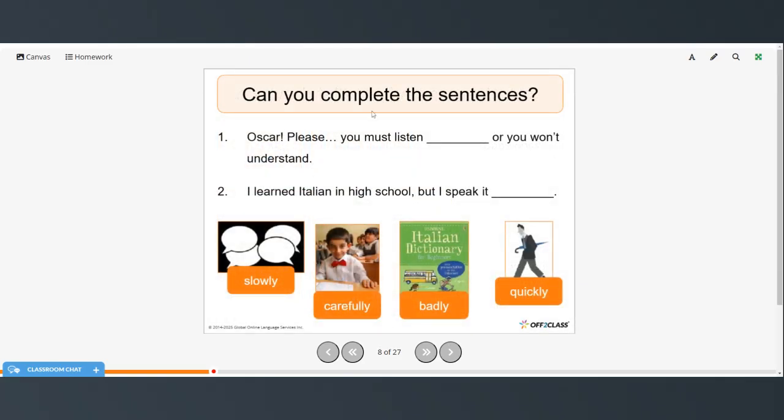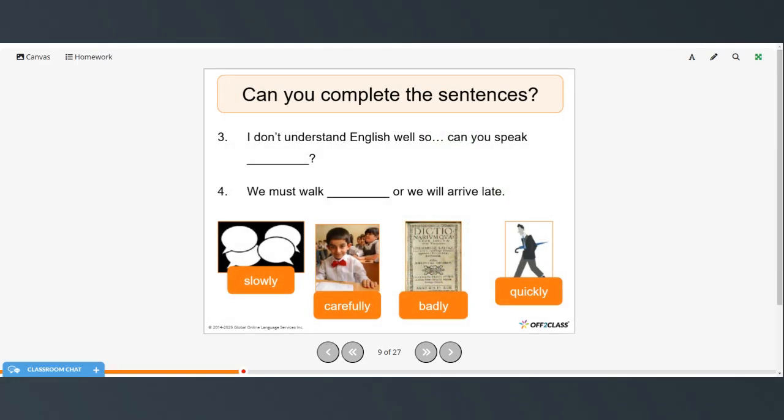All right, see if you can complete the sentences with one of the words from the boxes. You can pause the video, try it on your own, and then restart when you're ready to check your answers. Oscar, please, you must listen carefully or you won't understand. I learned Italian in high school, but I speak it badly. I don't understand English well, so can you speak slowly?